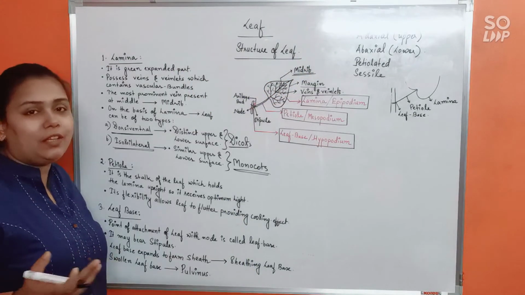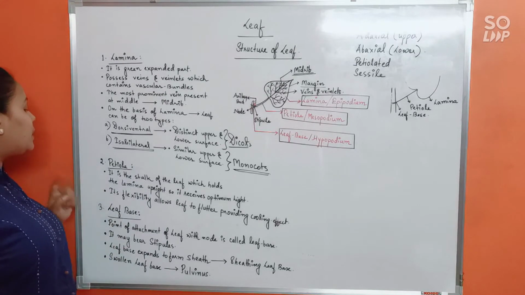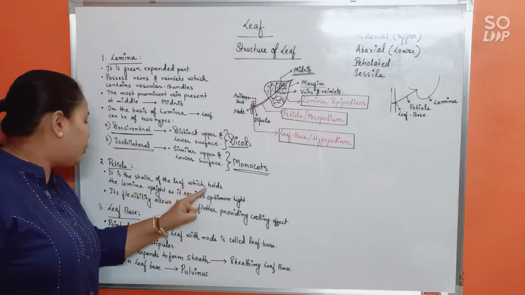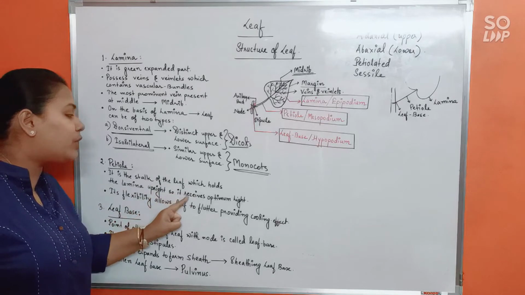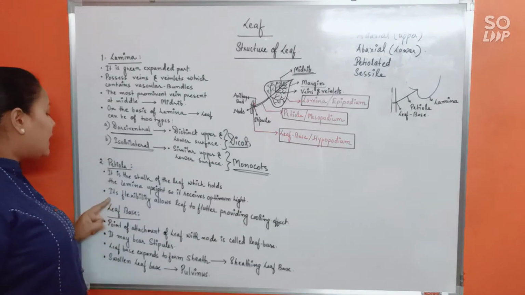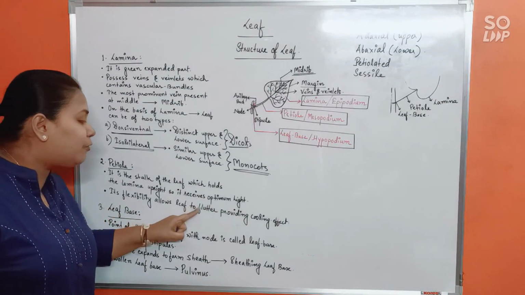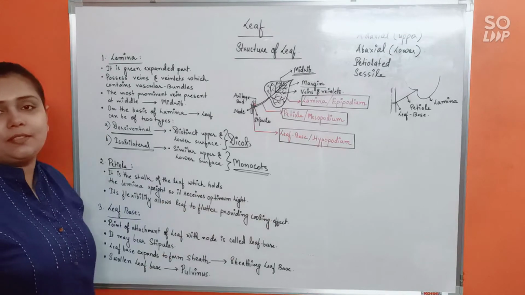So finally let us read the points as well once then. Petiole. It is the stalk of the leaf which holds the lamina upright so it receives optimum light, and its flexibility allows the leaf to flutter, providing cooling effect.